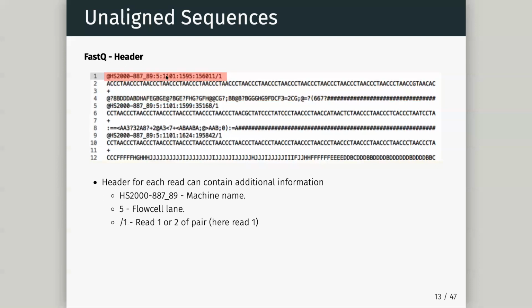And then, I don't really explain it here, but actually this 1001 and 1595, 156011, that effectively tells you where in the flow cell this particular sequence came from. Okay, so a flow cell is a 2D surface. It's imaged in order to give us sequence information. This just tells you where it was.